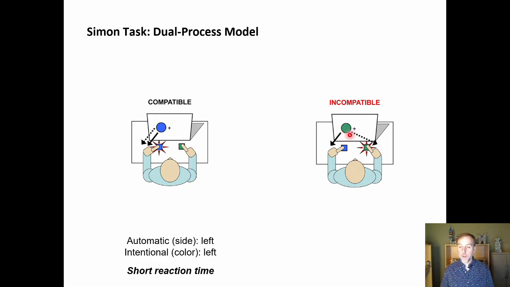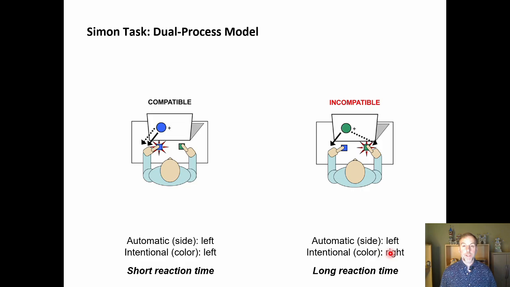Over here, okay, we've got a green stimulus on the left. The automatic process says, oh, something on the left, I want to make a left response. Intentional says, well, wait a second, it's about color. If it's green, we need to make a right response. Because those conflict, we have to resolve the difference. There's a few extra steps. We're ultimately going to do what the intentional path wants, but we're going to see a longer reaction time. And that's why the dual process model is great, because it really works for many compatibility experiments and even for Stroop tasks, something that you might not think of as a compatibility effect.